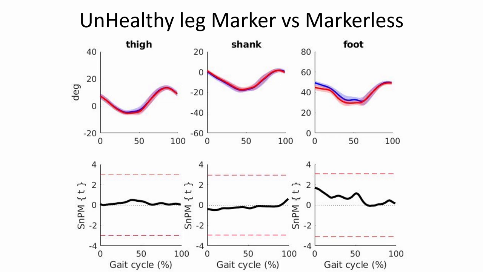And then, to see if we were doing something correct, we checked if there is a difference between the impaired and the unimpaired leg, because from a previous study we did this, and we wanted to know if also with the markerless analysis we could see this difference between the impaired and unimpaired leg.